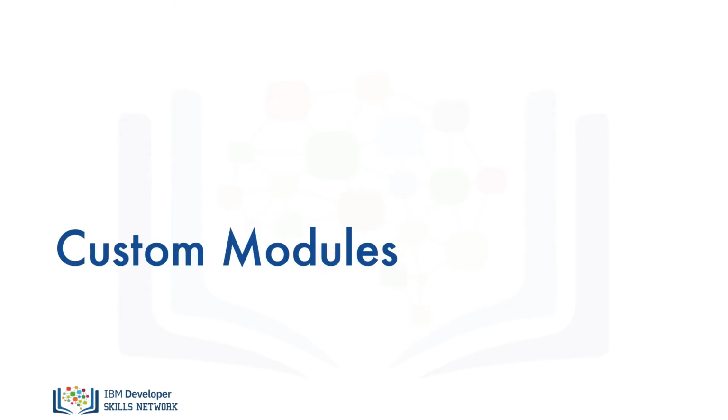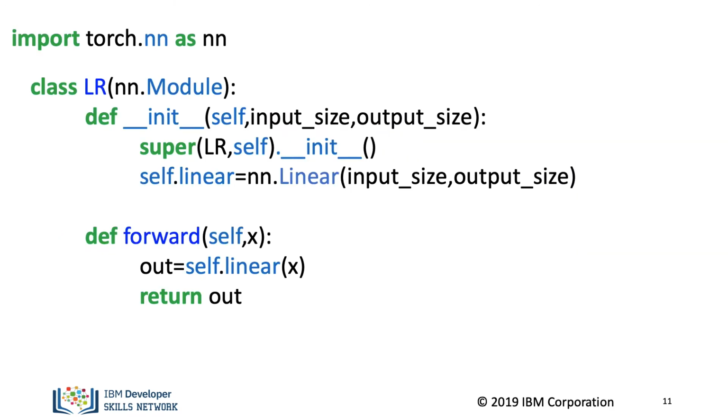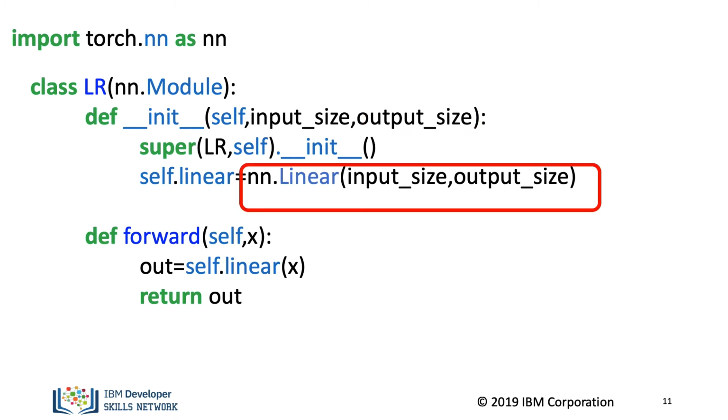Let's see how to create a custom module. The class for our linear model has not changed, but we will alter the parameters when we create the object or model. In the constructor, the input dimension will be the number of features, and the output dimension will be the number of outputs. These are used in the linear constructor within the class.